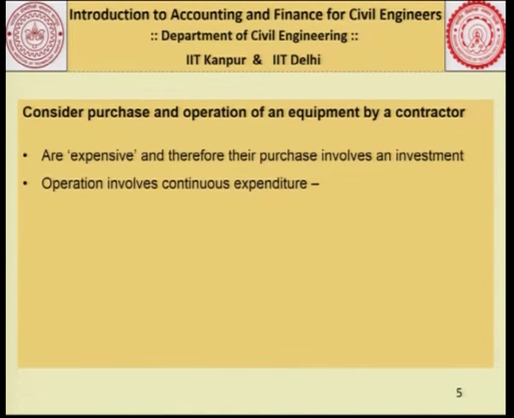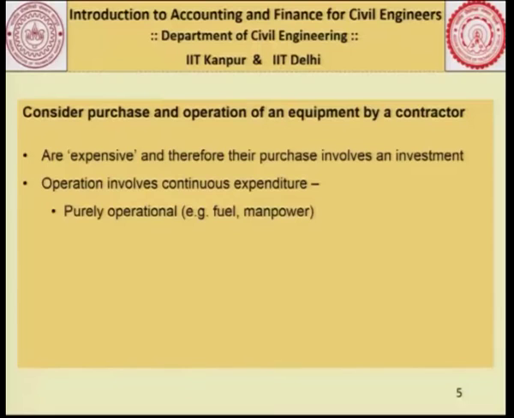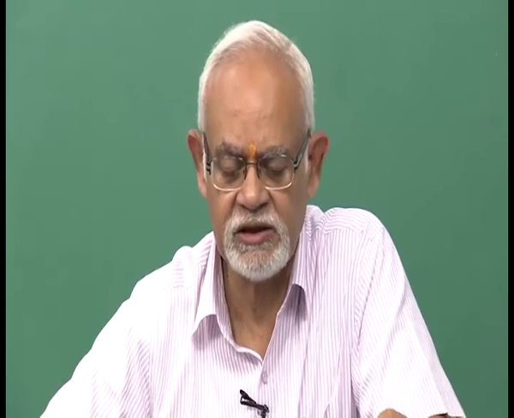Then, as far as the operation of these construction equipment is concerned, it involves continuous expenditure. It could be purely operational: whatever equipment you use, it will consume some fuel, it will consume some manpower, and that expenditure is incurred all the time, so long as the equipment is being used. Apart from these purely operational expenses, there are inspection and maintenance expenses, which could be by way of spare parts and manpower involved in the inspection and maintenance of these equipment. This inspection and maintenance could be periodic, or it could be emergency.